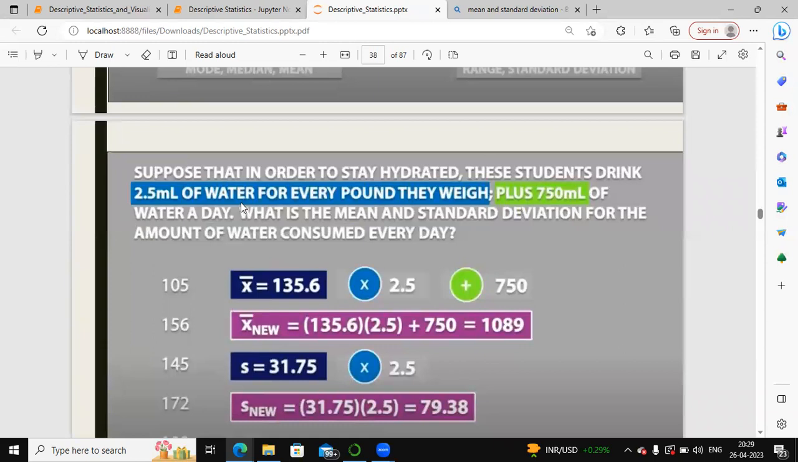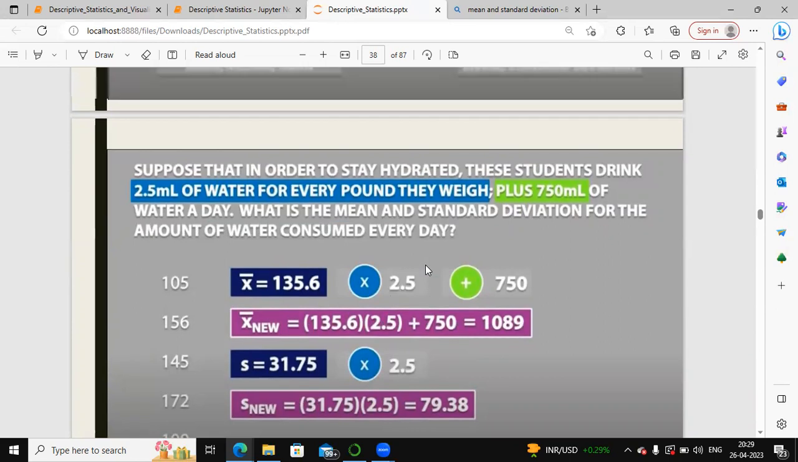Plus 750 ml of water every day. So the mean value gets changed from x to x new, and it becomes 135.6 into 2.5 plus 750. It comes out to be 1089. Okay. So now the mean is calculated.